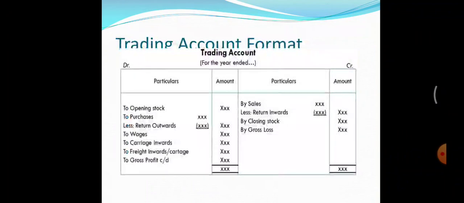This is the format of trading account. See, there are two sides, debit and credit side. From the debit side, first one is opening stock, then purchase. You want to deduct the value of purchase return from the purchase. Next one is wages, carriage inwards, freight inwards. Then the credit side, by sales, deduct the value of sales return from the sales. Next, closing stock. Then the balance figure mentioned on the debit side is called the gross profit. Then the balance figure of the credit side is called the gross loss.